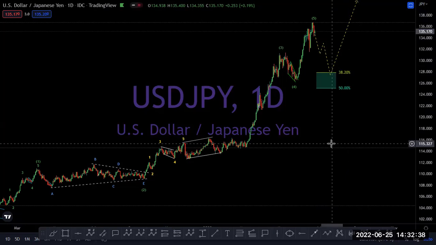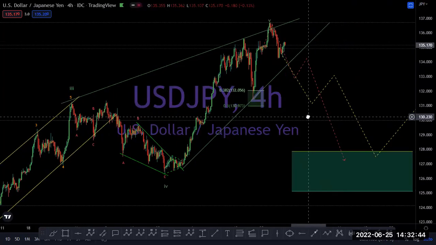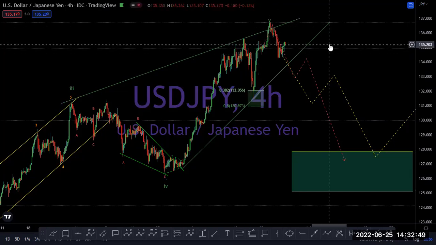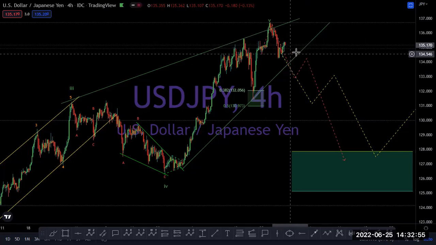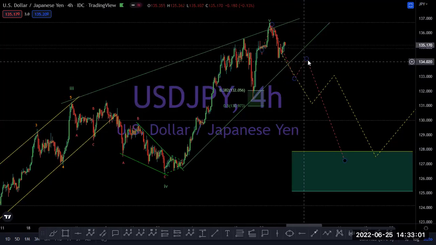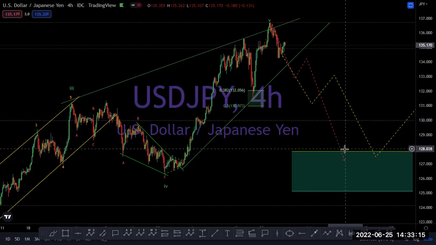Okay, so let's check 4 hours. And on the 4 hours, you can see this wave 3, wave 4, wave 5. So what am I expecting to do? If price breaks this channel, I look for a sell setup, and the sell will drop maybe to 127, at least 130. But if it goes deeper, we will see it here, 127 or even 125.